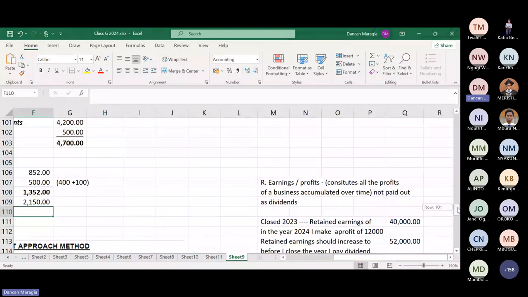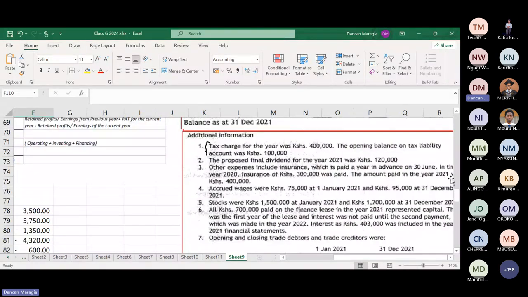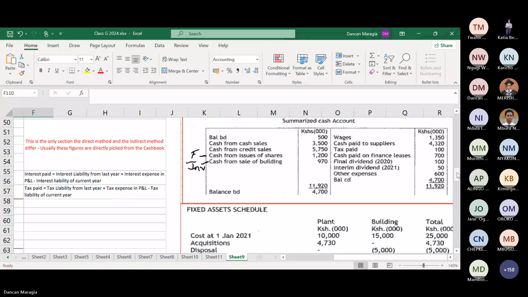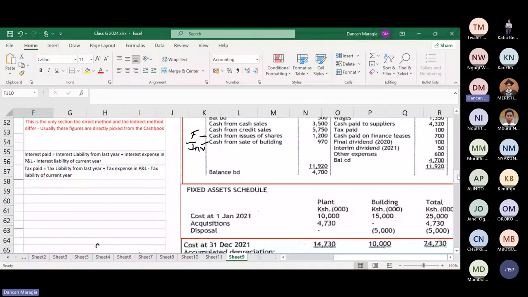So there's a building we disposed in the year. Let's check here if there was any note, and if not, you check it on the asset schedule. We have a building we disposed in the period. Cash from sale of building. We sold the building for 970. But remember, by the time you are selling the building, we want to know what was its value by the time we were selling the building.